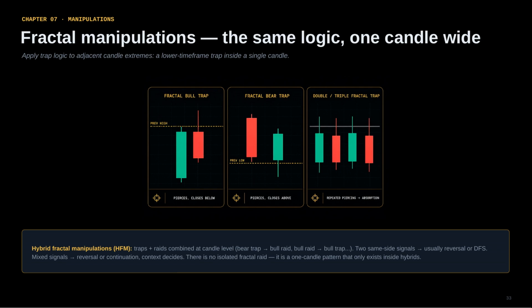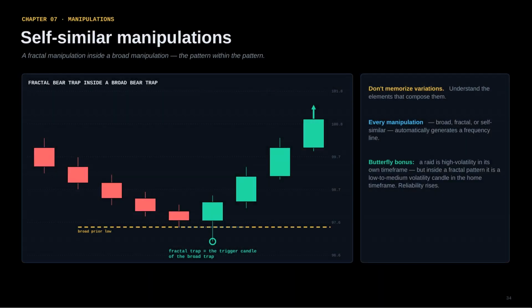But hybrids are everywhere. A fractal bear trap followed by a bull raid followed by a bull trap. Two same-side signals usually mean reversal or a DFS. Mixed signals can go either way, and context decides. When a fractal manipulation occurs inside a broad manipulation, you have a self-similar manipulation, the pattern within the pattern. Here, the candle that springs the broad bear trap is itself a fractal bear trap. There are countless variations, and it's pointless to memorize them. Understand the elements instead. Two properties make these precious.